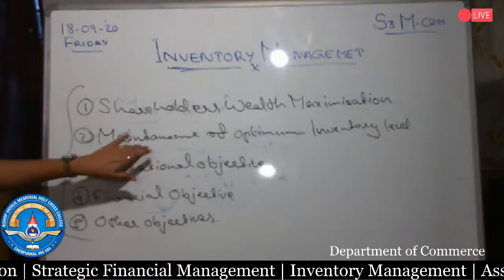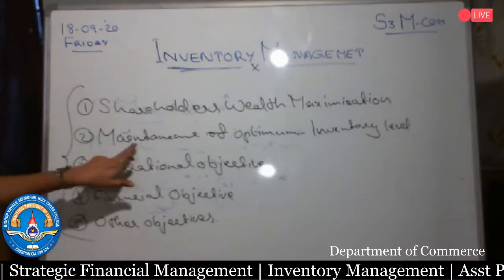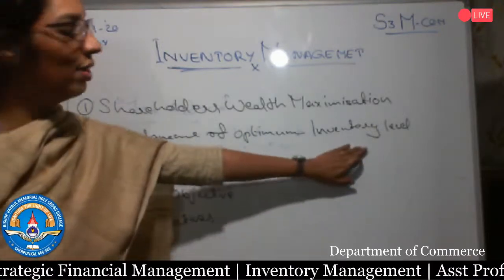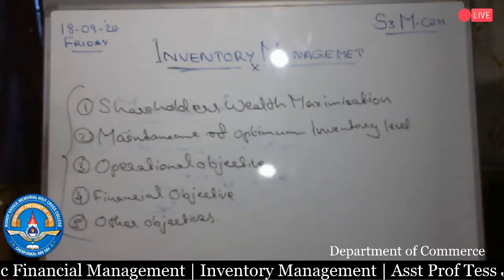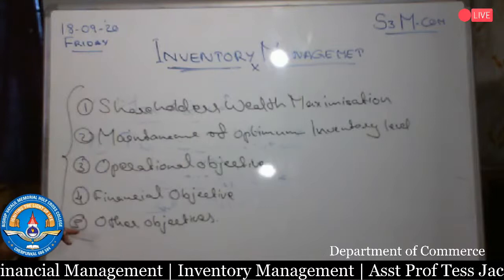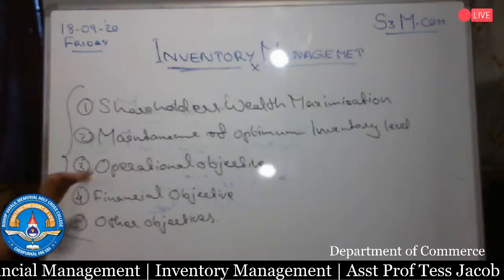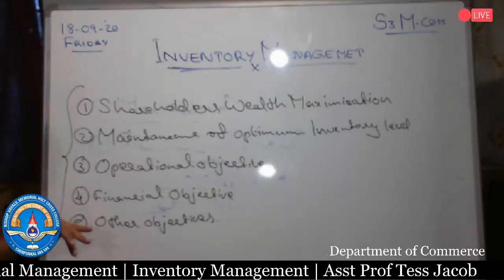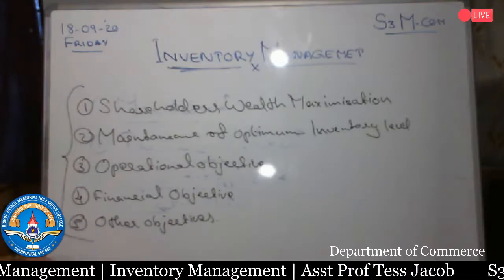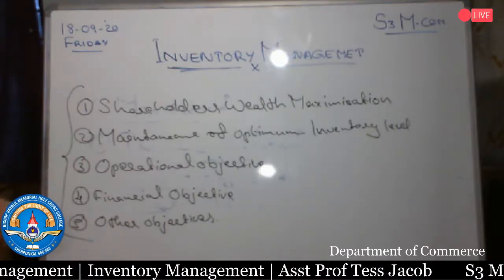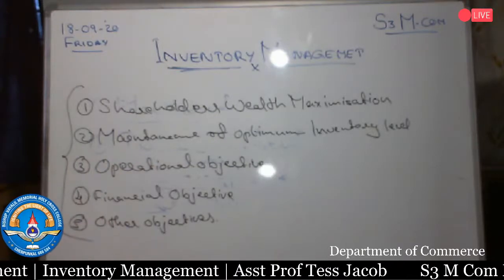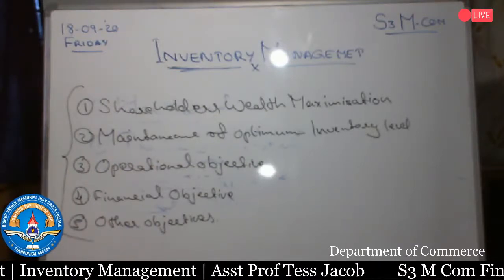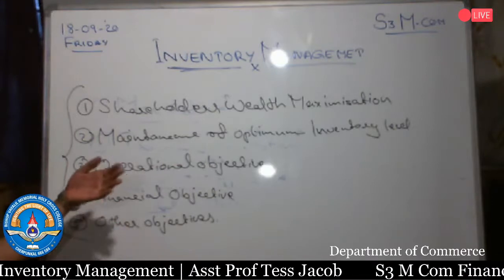And the second objective of inventory management is maintenance of optimum level of inventory. This objective is used by the organization in order to avoid excessive inventory and inadequate inventory. What will happen if there is excess inventory?